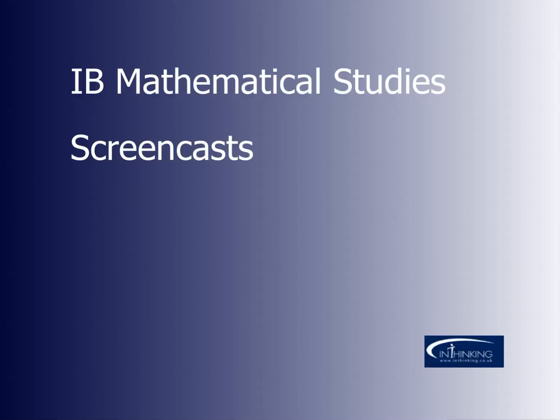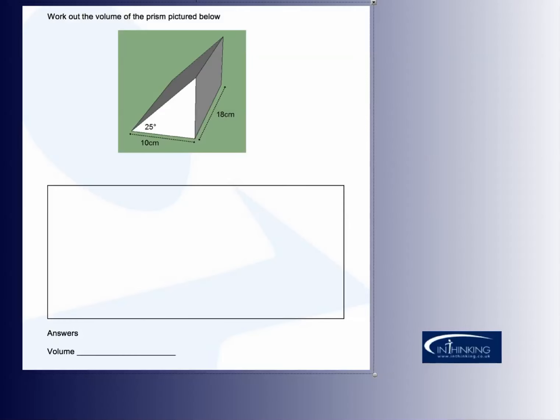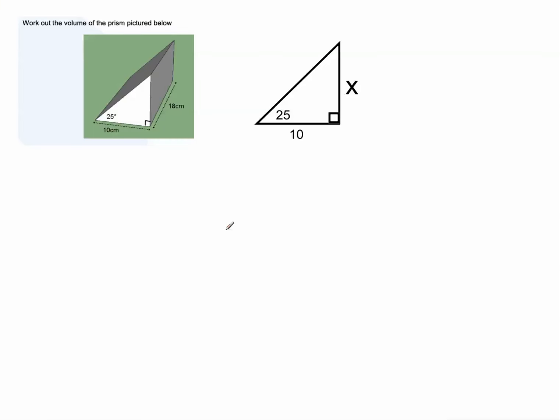So this is a screencast to show a solution to the IB Math Studies exam style question. This one here about the volume of prisms, which involves a little bit of trigonometry. So, the question simply says, can you work out the volume of the prism pictured below?